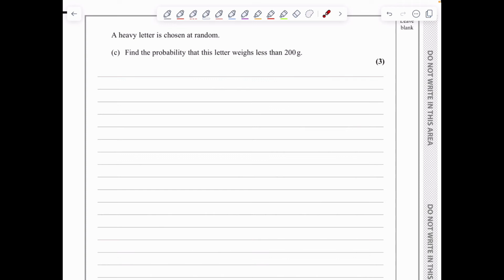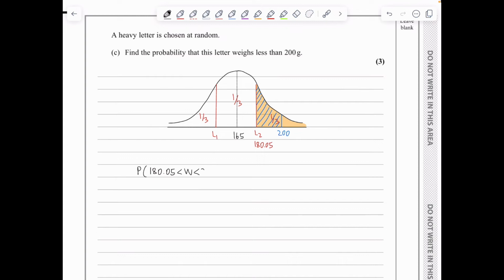We are then told that a heavy letter is chosen at random, and we need to find the probability that this letter weighs less than 200 grams. Once more, I will start by drawing my bell-shaped curve. I know for sure that I'm beyond L2, I'm a heavy letter, and we need to determine the probability that we are less than 200. So we need to find the shaded region here divided by what we know for sure to have happened, which is the probability of being a heavy letter. In other words, we want the probability that we're between 180.05 and 200 divided by the probability of being greater than 180.05.